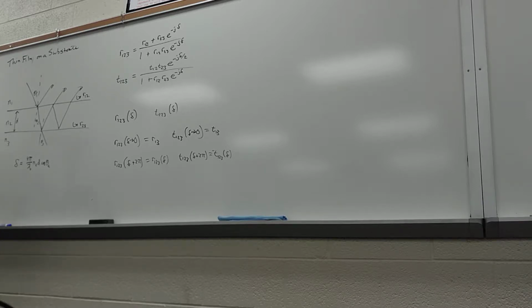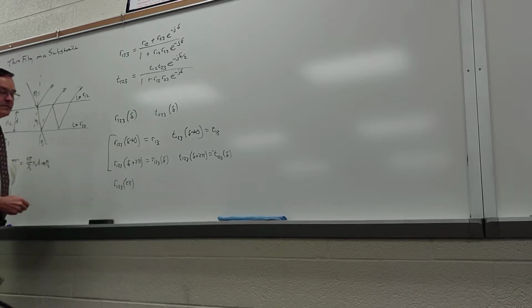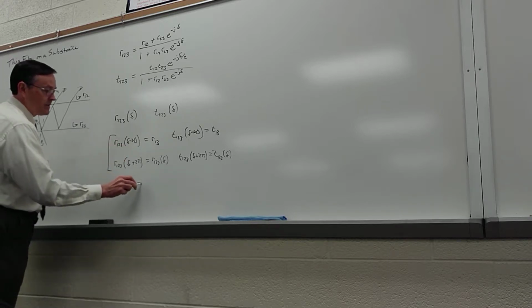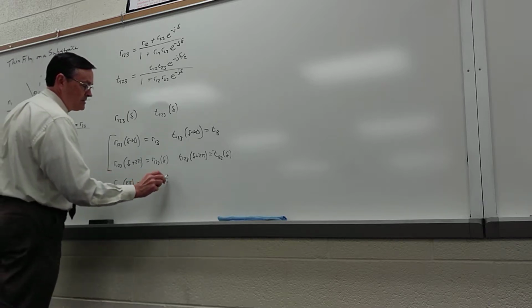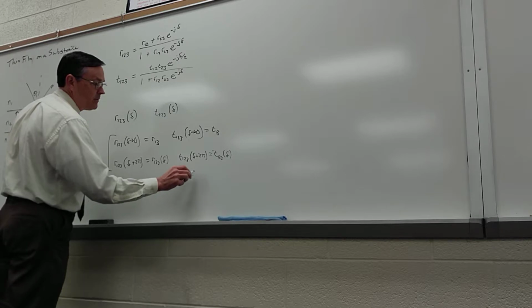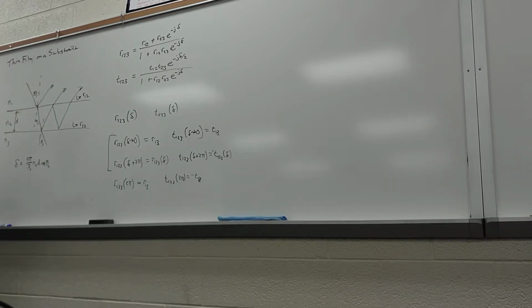Okay, so notice then we can combine those two facts and recognize that R123 of 2 pi is what? R123 of 0. And R123 of 0 is R13. And so T123 of 2 pi is minus T13. So forgetting about that 180 degree phase shift, it's like the film isn't even there. That's kind of wild.